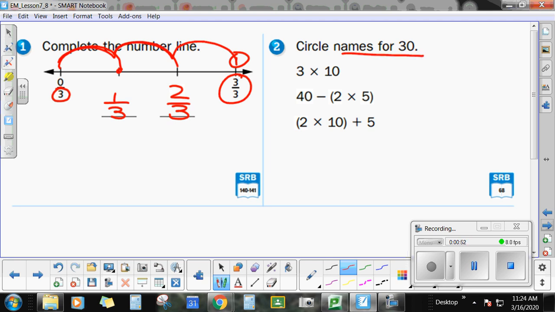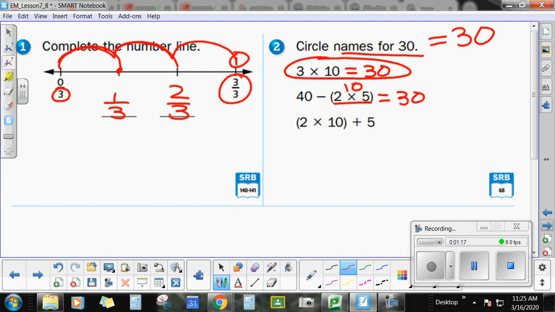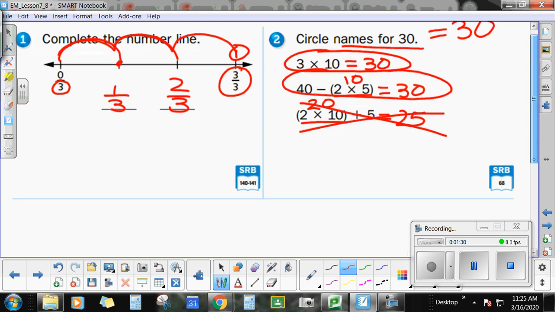All right, you're going to circle the names for 30. Remember when it says names for 30, that just means any of the number models or equations that equal 30. Okay, so 3 times 10, when I multiply by 10, put a 0 on the end. So here you go. 3 times 10 is 30. All right, the next one. Remember, do parentheses first. So 2 times 5 is 10, and 40 minus 10 would equal 30. So you're going to circle that one. The next one, do parentheses first. 2 times 10 is 20. 20 plus 5 equals 25. So this one will not be circled.